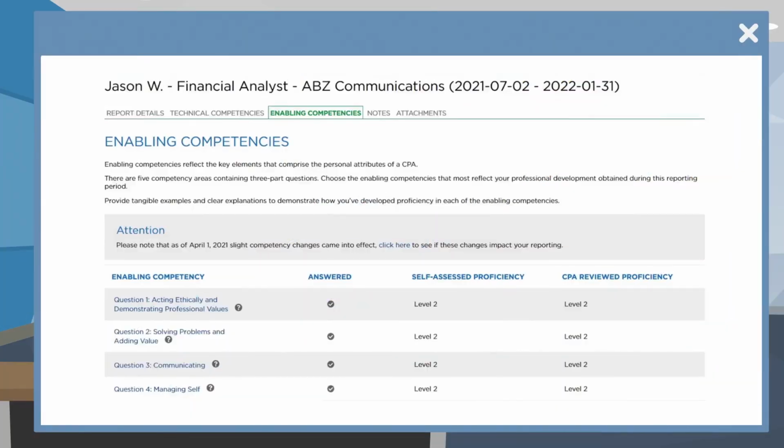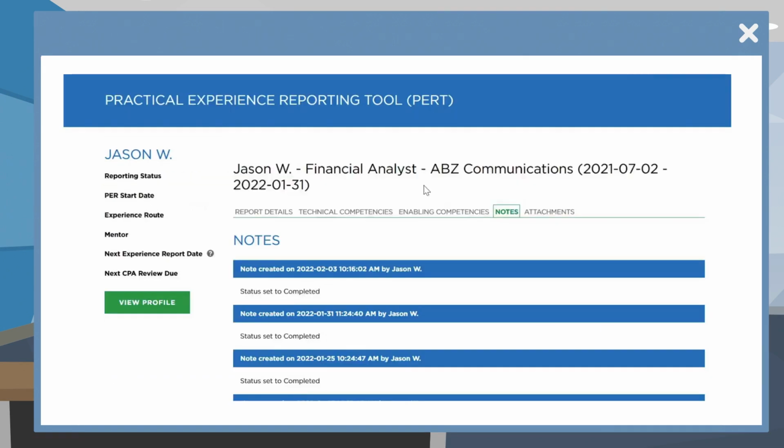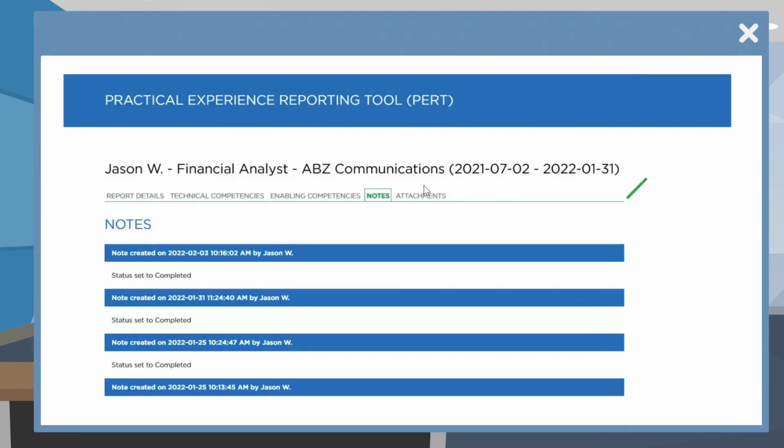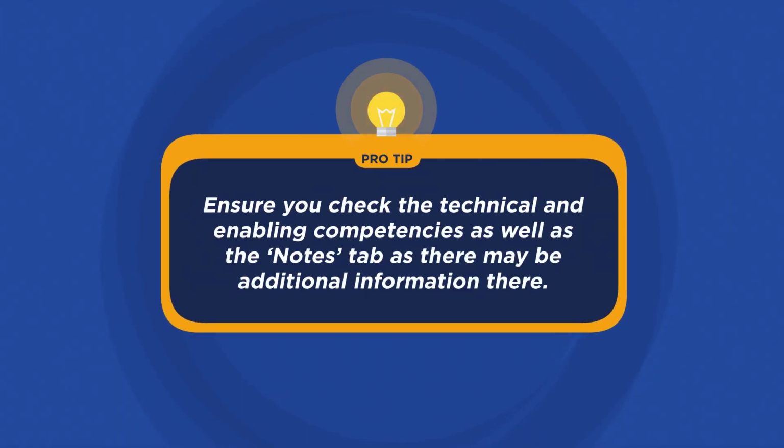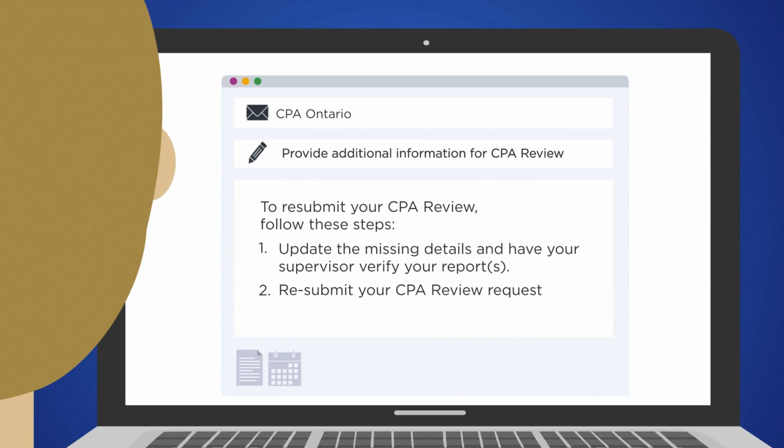Finally, Jason checks the enabling competency areas and the Notes tab of his experience report and does not see any further comments from CPA Ontario. Jason then reviews the second step in the email.